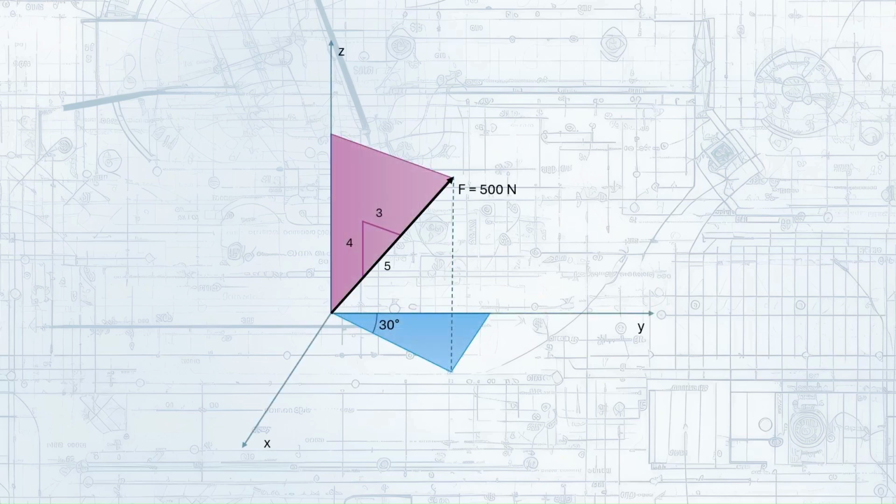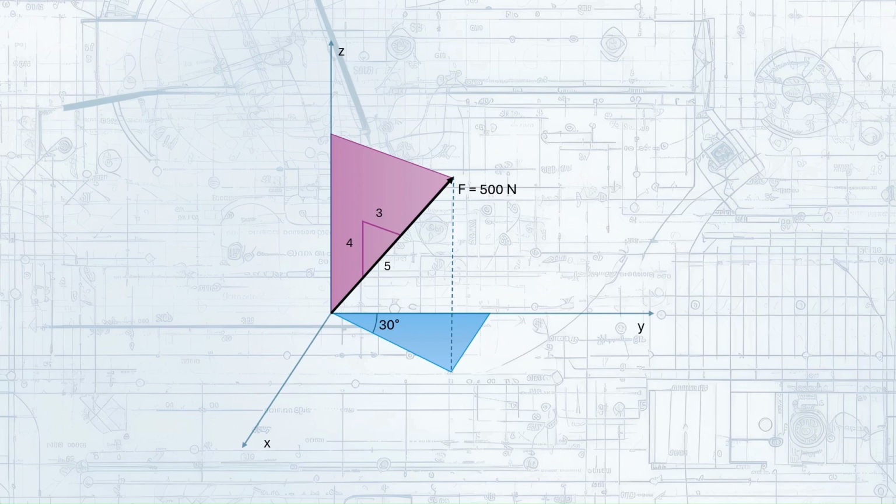Today we have a 3D vector that we want to resolve into its Cartesian components, Fx, Fy, and Fz, which are the amount that the vector travels along each axis. First off, we can see that we have a 3, 4, 5 triangle relating F to the z-axis and a 30-degree angle relating it to the y-axis.